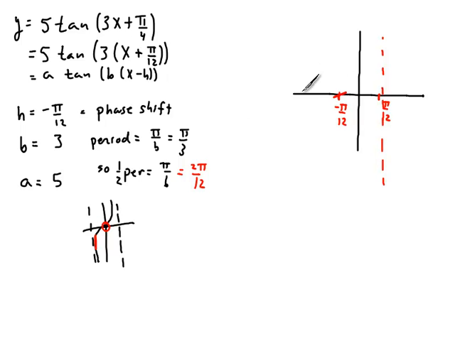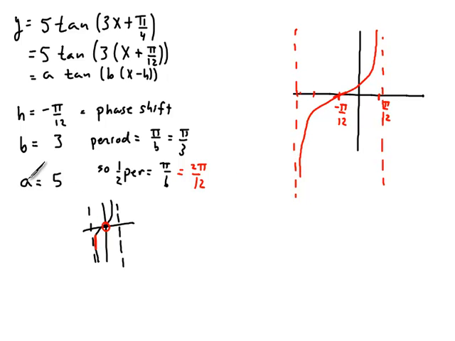Likewise, I'm going to go a half of a period to the left. Negative pi over 12 minus 2 pi over 12 will take me to minus 3 pi over 12. And that'll be the left side of my period, which again is a vertical asymptote. And once I've done this, I just need to fit the shape. So I'll start at my x-intercept, go up to the right, following the asymptote. Likewise, I'll go down to the left and follow my asymptote.